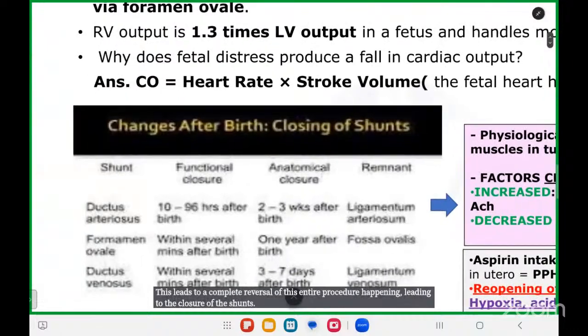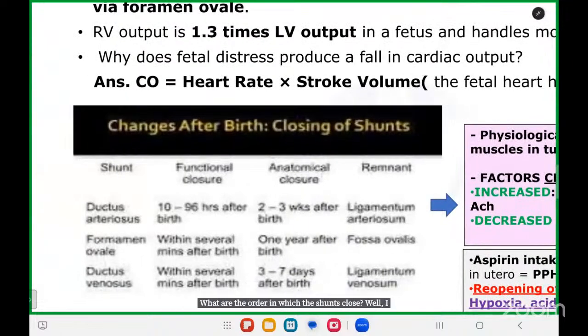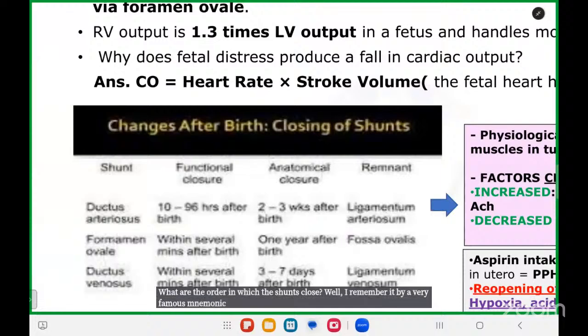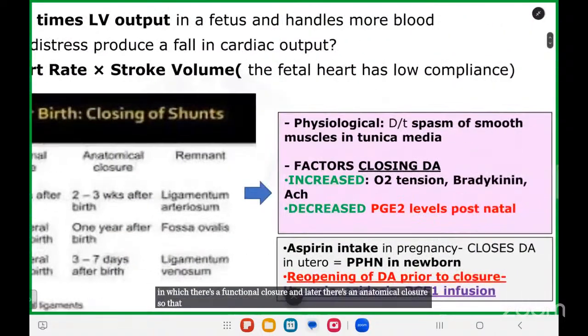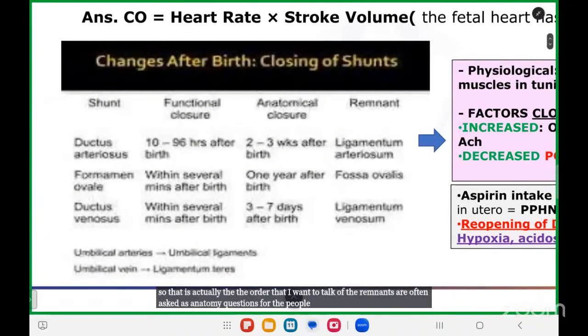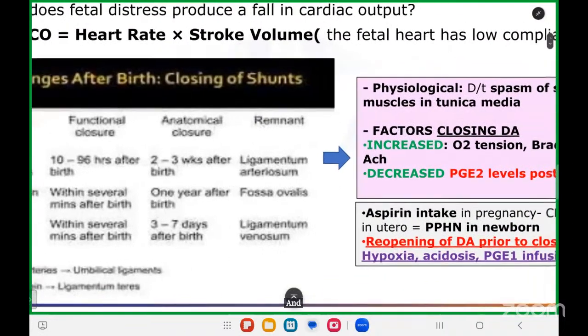What is the order in which the shunts close? Well, I remember it by a very famous mnemonic, which is VOA. V is ductus venosus, O is foramen ovale, and A is the ductus arteriosus. That is the order in which there is a functional closure, and later there is an anatomical closure. The remnants are often asked as anatomy questions for people who are doing their internship or are in their MBBS final years. Ductus venosus leaves a remnant as the ligamentum venosum. The foramen ovale leaves the remnant as the fossa ovalis, and the ductus arteriosus famously leaves the remnant as the ligamentum arteriosum.